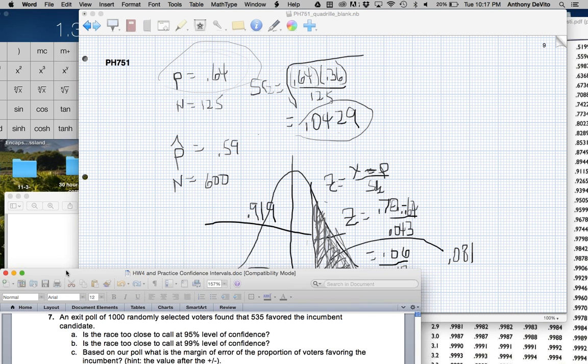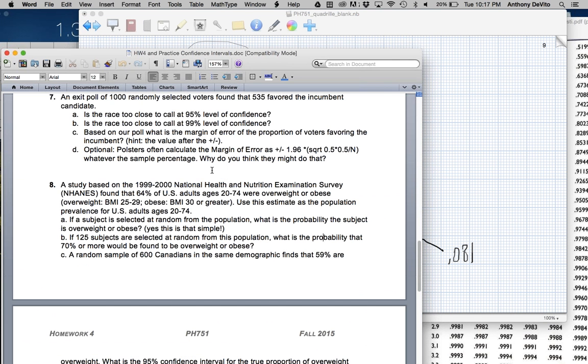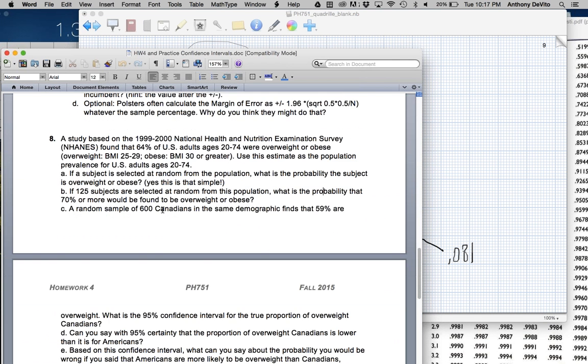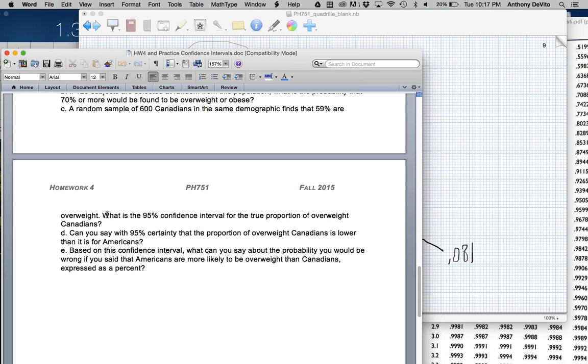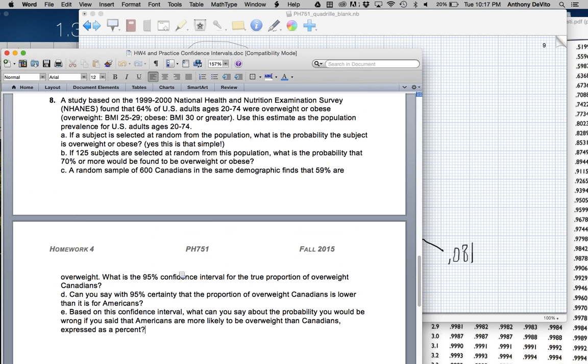Okay, so let's take a look at how they might build on that. C: a random sample of 600 Canadians in the same demographic finds that 59% are overweight. What is a 95% confidence interval for the true population proportion of overweight Canadians? Well, now we have sample size n equal to 600. Our proportion from that sample is 0.59. So we can calculate that p cap for Canadians, 0.59.